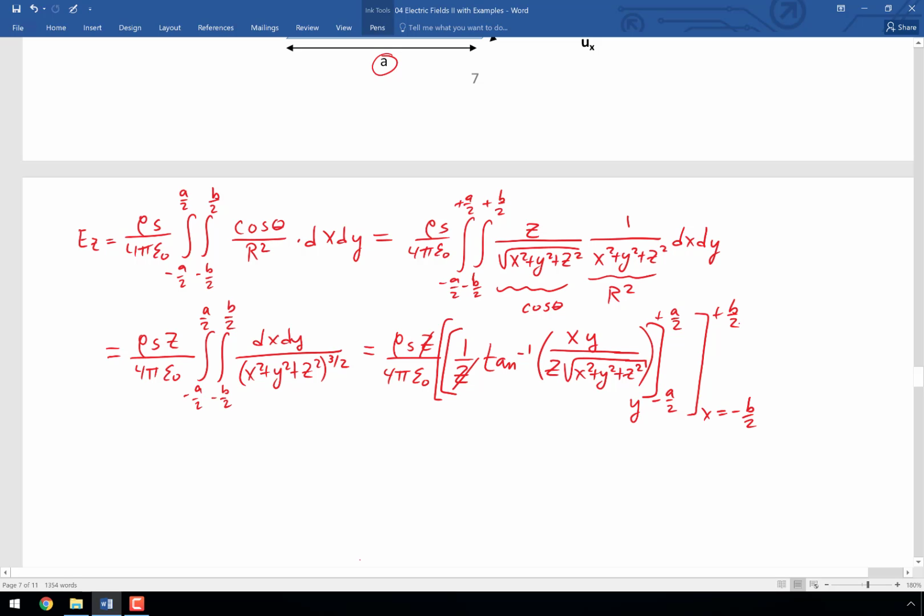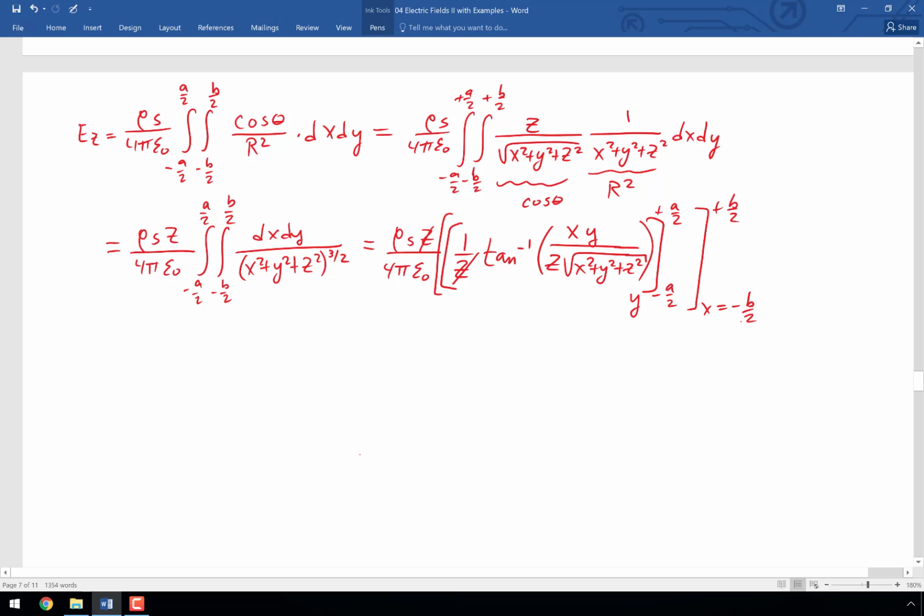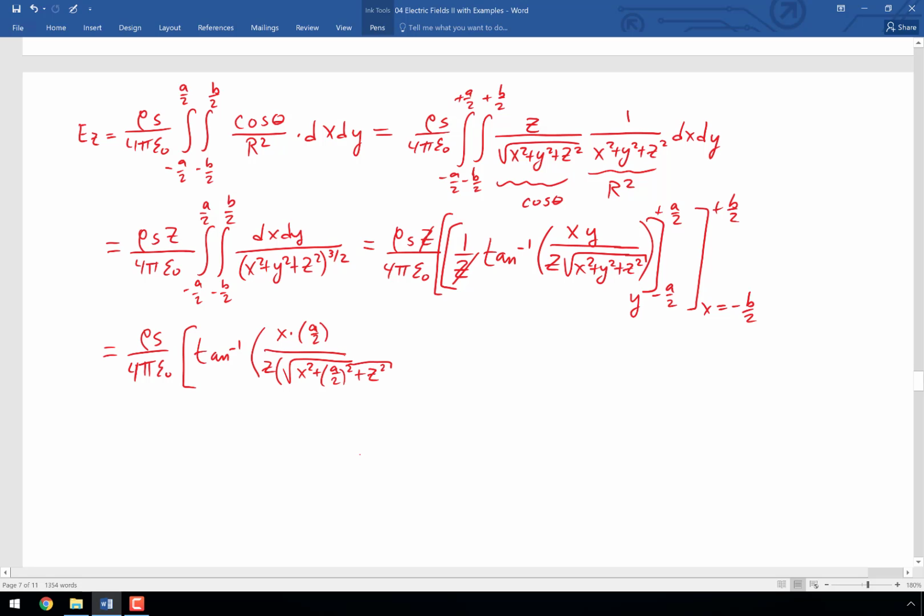And it's the substituting of these limits that's going to be the biggest hassle for us. The integral itself, since we were able to look it up in a table, wasn't too bad. So we have rho sub s over 4 pi epsilon 0. And now I'm going to plug in the upper and lower limits, and I end up with an arctangent of, and I need to plug in y, so this is x times a over 2 divided by z times the square root of x squared plus a over 2 squared plus z squared. So all I did was plug in a over 2 everywhere that I saw y.